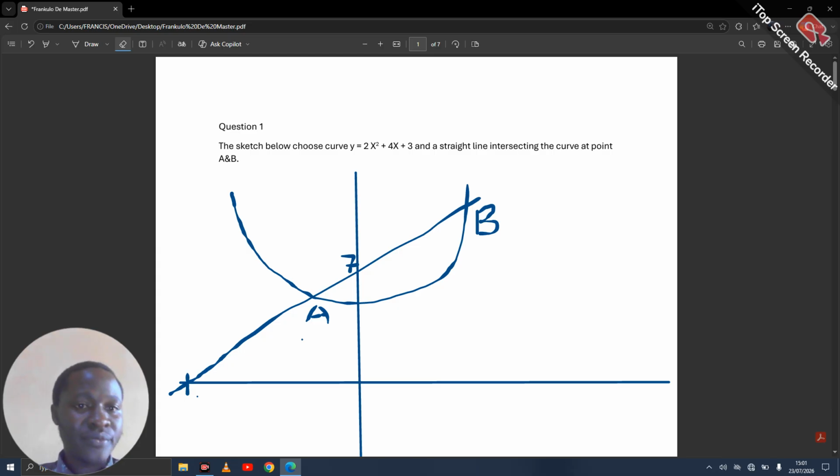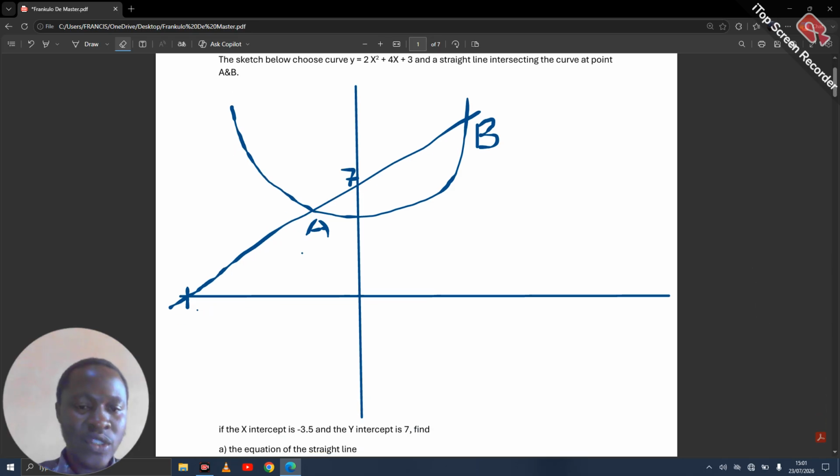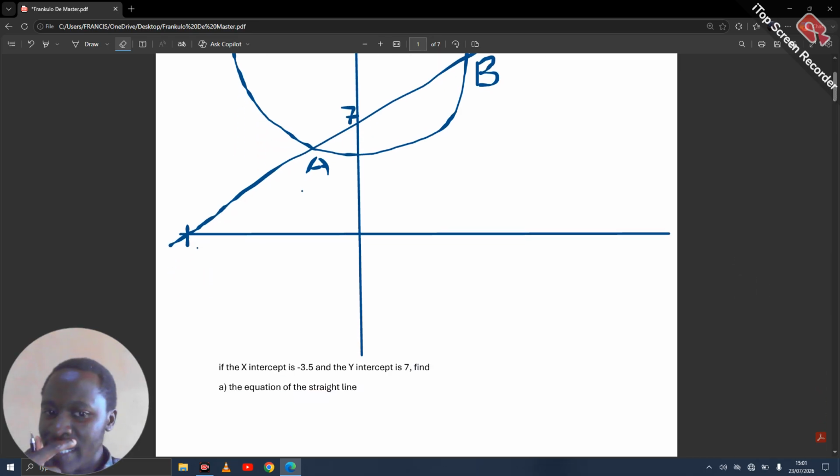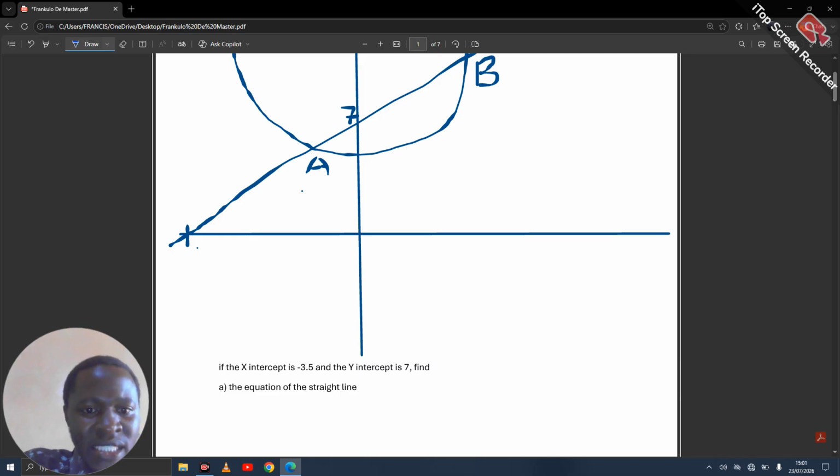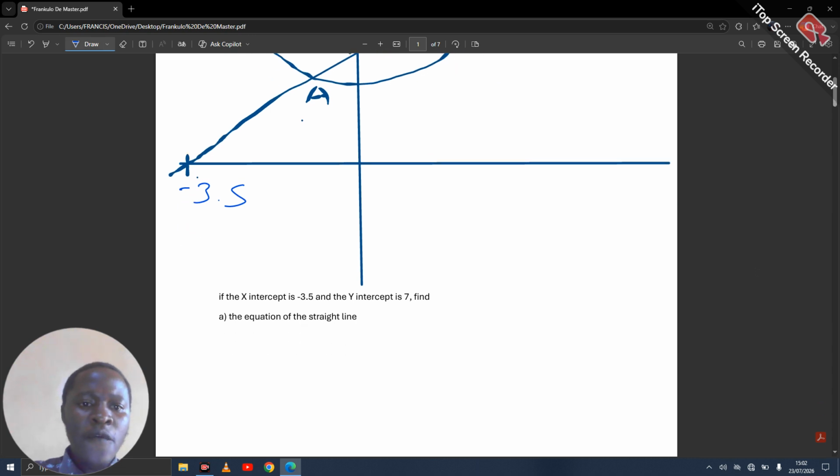So question 1. The sketch below shows curve y equal to 2x squared plus 4x plus 3 and a straight line intersecting the curve at point A and B, as you can see. If the x-intercept is negative 3.5 and the y-intercept is 7, find the equation of the straight line. So this part was never indicated. The x-intercept here is negative 3.5. That is the x-intercept. Now, find the equation of the straight line.